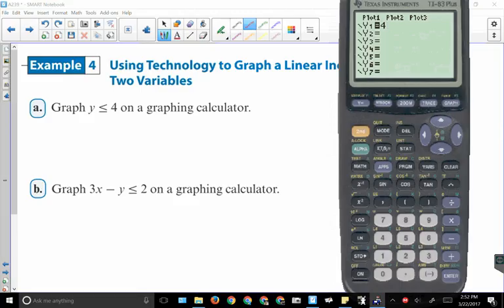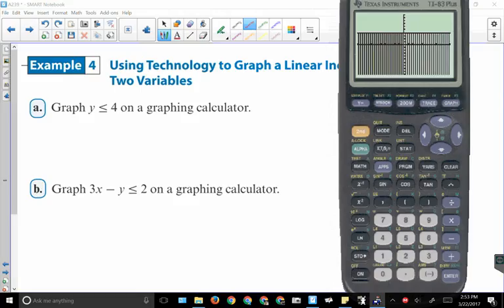And since I'd be shading below it, I press the back key, and I want to get it blinking over here. If I got it blinking over here, I've got some choices. If I press enter, I get a big line. If I press enter again, you'll notice how it has shade above. Well, we want shade below. So I press it again, and it's shaded below. I press graph. And there we go. So there it goes, and it graphs it. It's quick and easy, right?